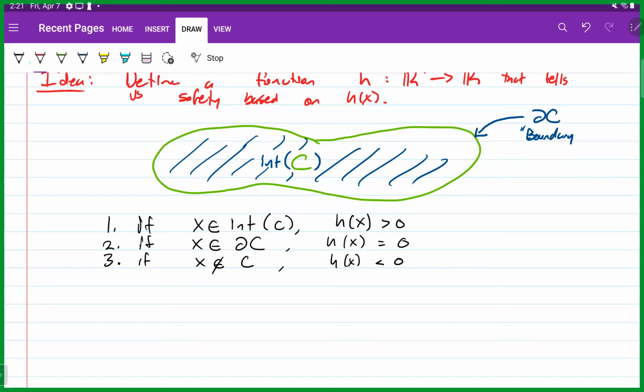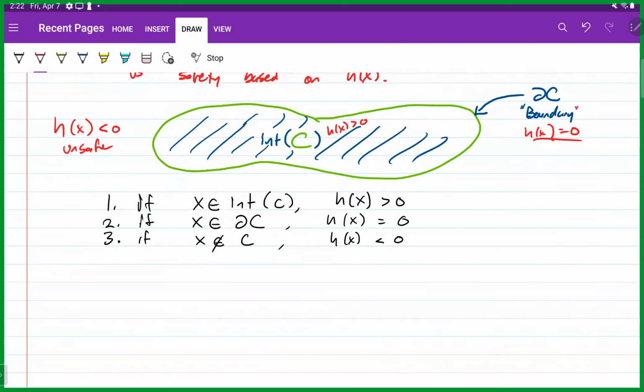So we have these different classifications. If we're in this unsafe state, then H of X is less than 0, unsafe. If we're in this interior over here, then we have H of X greater than 0. And if we're on this boundary, then we have H of X equal to 0. So what we're doing is taking this safe set in an arbitrary number of dimensions, and we're saying we can boil down safety to a simple scalar number just using these rules.